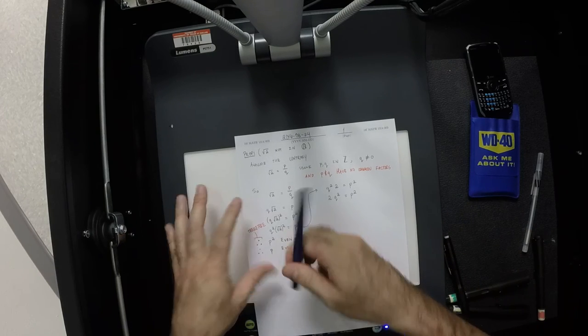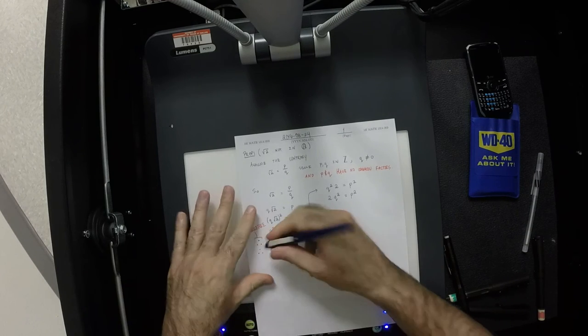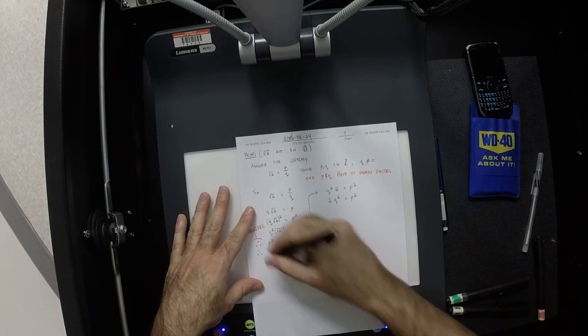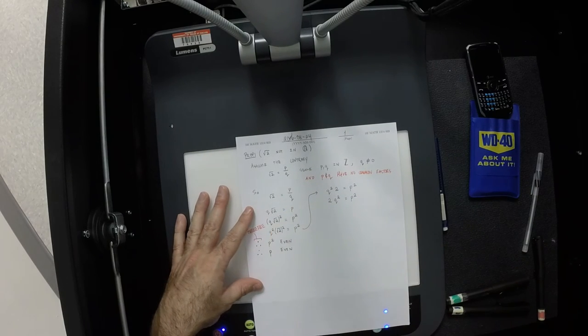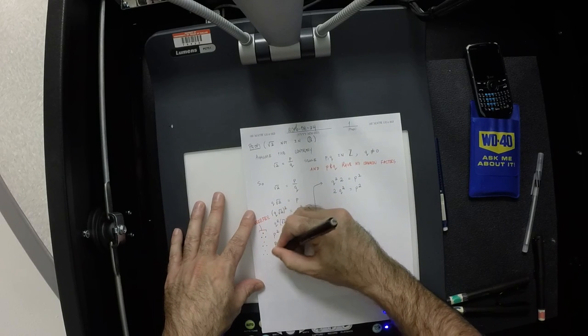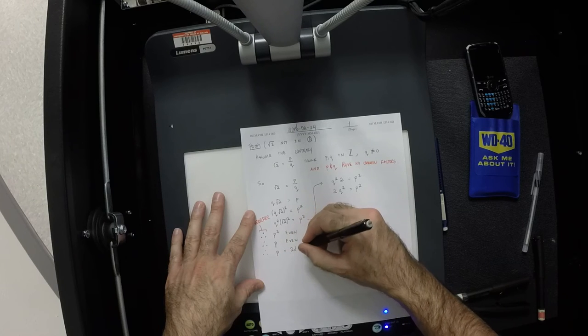Here, I'll rewrite it. So p is even. Okay, and then as a result of that, that means that p is 2d for some d.